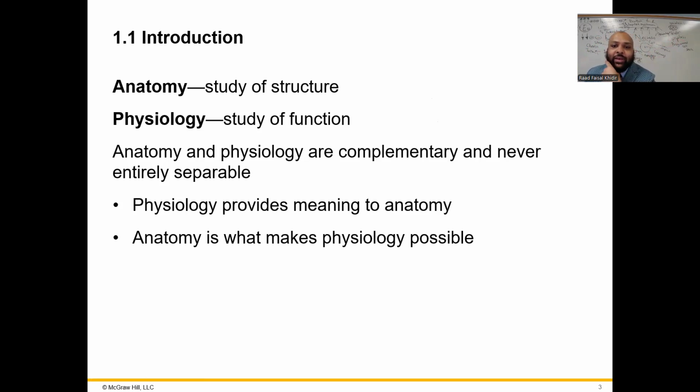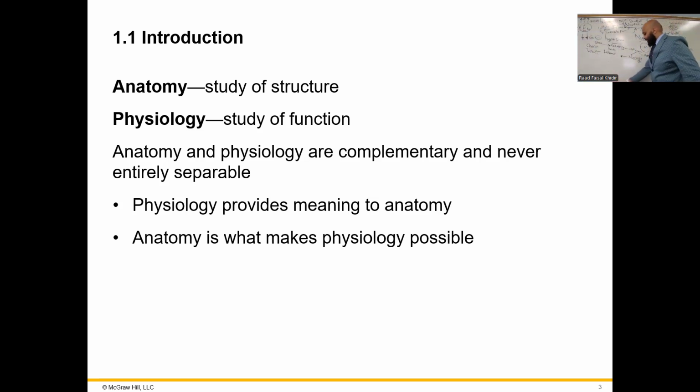So anatomy, what is anatomy? Anatomy is the study of the structure. Why do the cells look the way they do? By the way, all the cells, even though they look different, do have the same structures. They all have three compartments. This is really, really important.